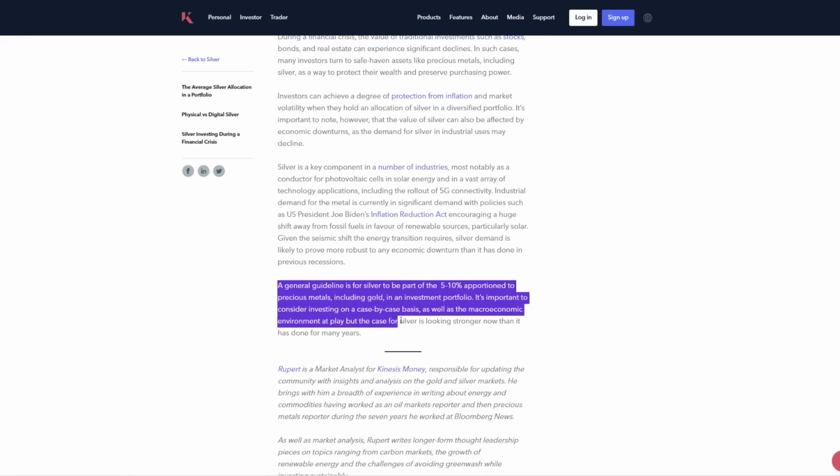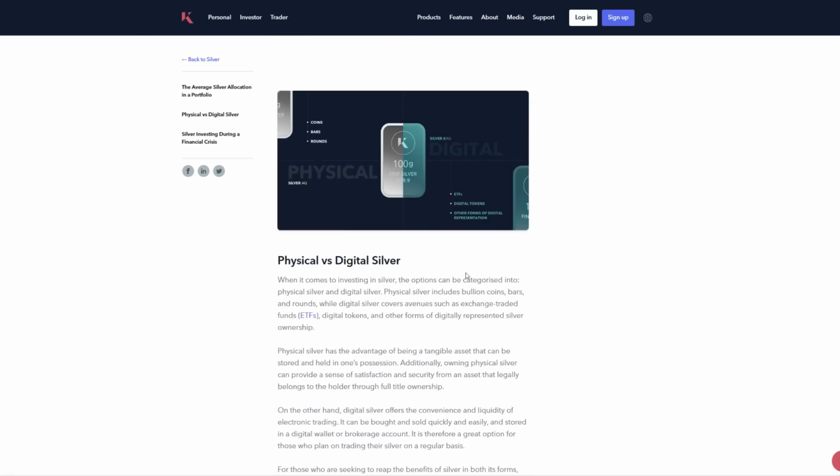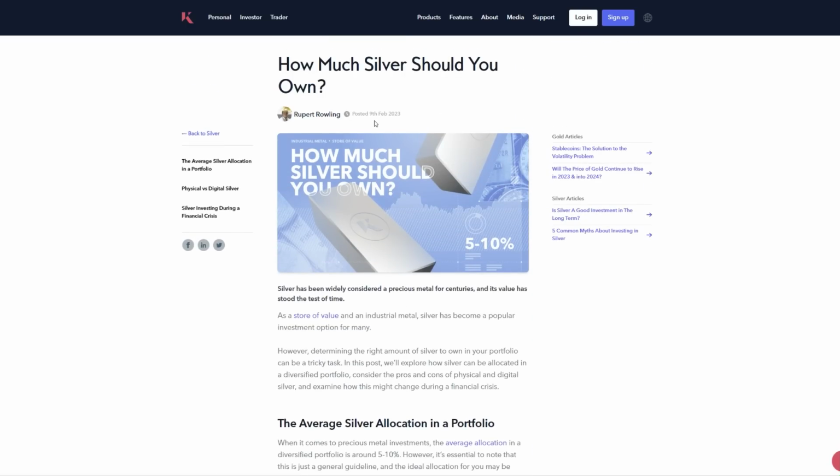It says a general guideline is for silver to be part of the 5 to 10% portion for precious metals, including gold, in an investment portfolio. It's important to consider investing on a case-by-case basis, as well as the macroeconomic environment. And I like how they said macro, not the micro, the bigger picture at play. But the case for silver is looking stronger now than it has done for many years. And this was written only a couple months ago, you know, 2023.